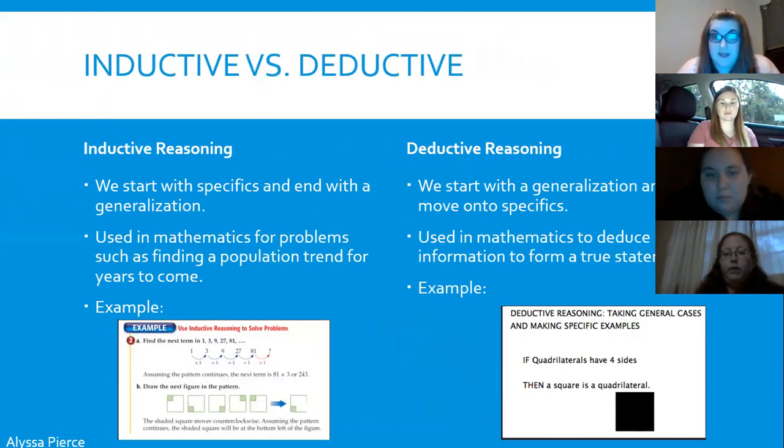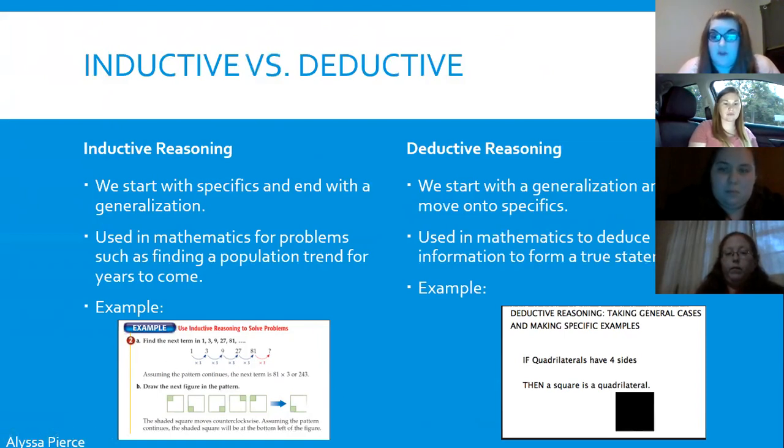Okay. Inductive reasoning versus deductive reasoning. With inductive reasoning, we start with specifics and end with a generalization, whereas with deductive reasoning, we start with a generalization and move on to specifics. So those kind of counterbalance each other. Inductive reasoning is used in mathematics for problems such as finding a population trend for years to come, or, like at the bottom, I have an example of number patterns and patterns of blocks and their movement.